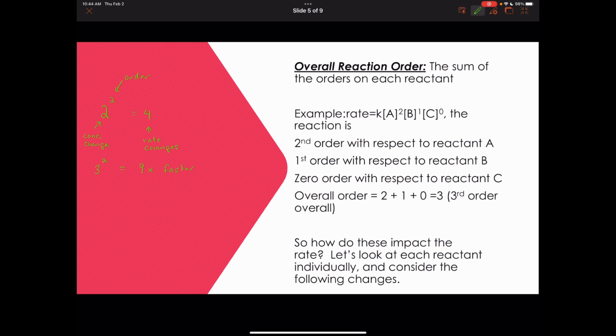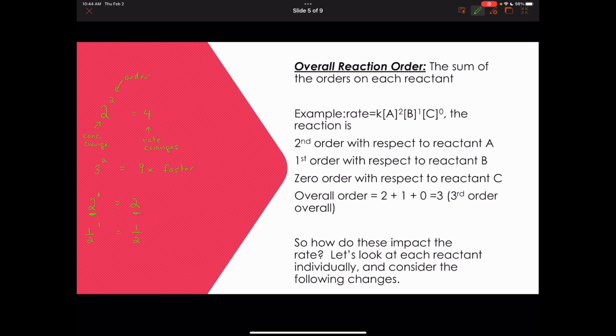Now for first order, if we look at B, if I double B's concentration, its order is 1. 2 to the 1 is 2. So if I double my concentration, my rate doubles. So they are directly proportional. Same thing if I cut my concentration in half, then my rate would cut in half.